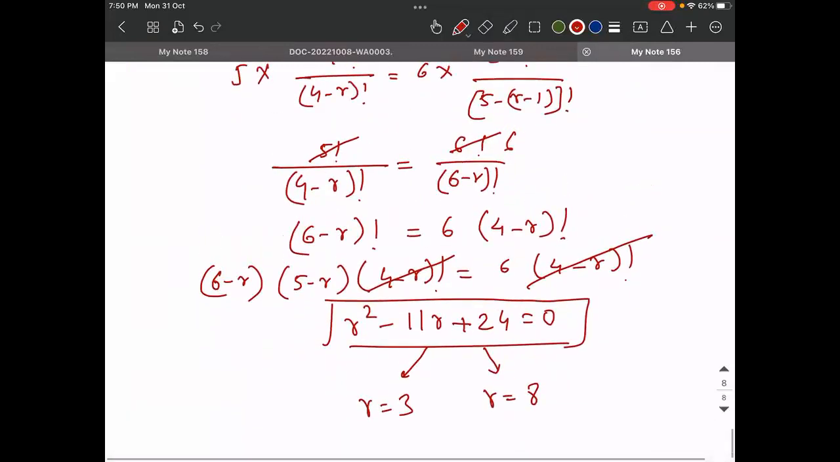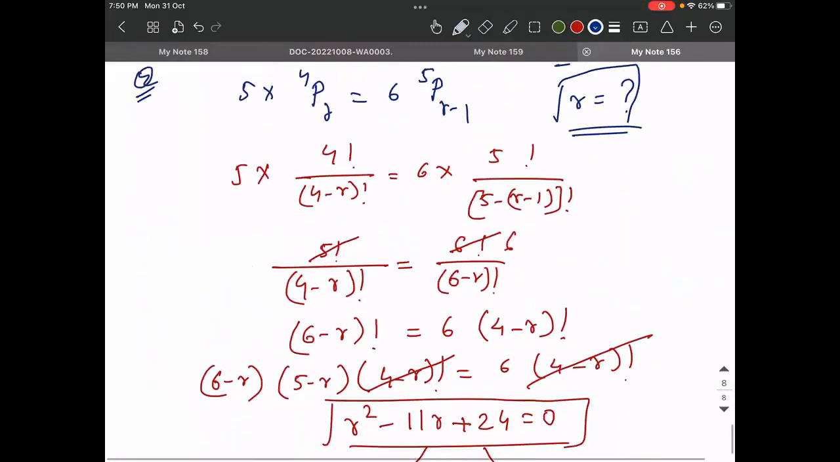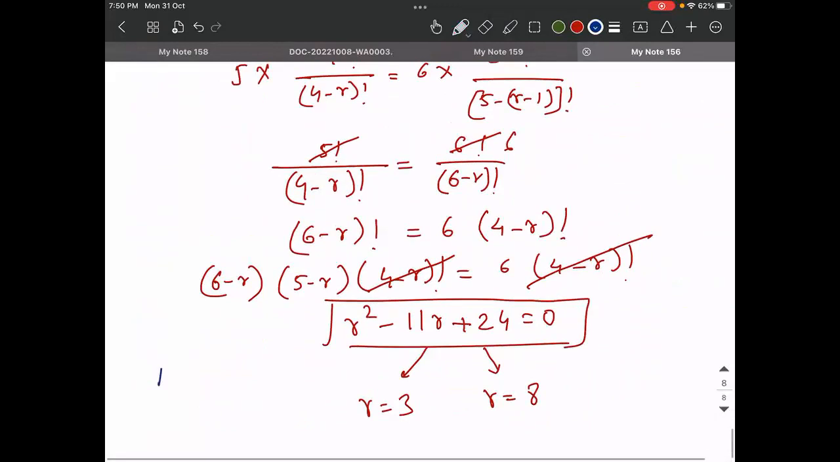What's the meaning of this? You just substitute in this equation. Both 8 and 3 you are getting as answers. It's a quadratic equation, so you will get 2 solutions. You know how to solve a quadratic equation. If you don't know, just find out how to do it. Both are possible, I said.